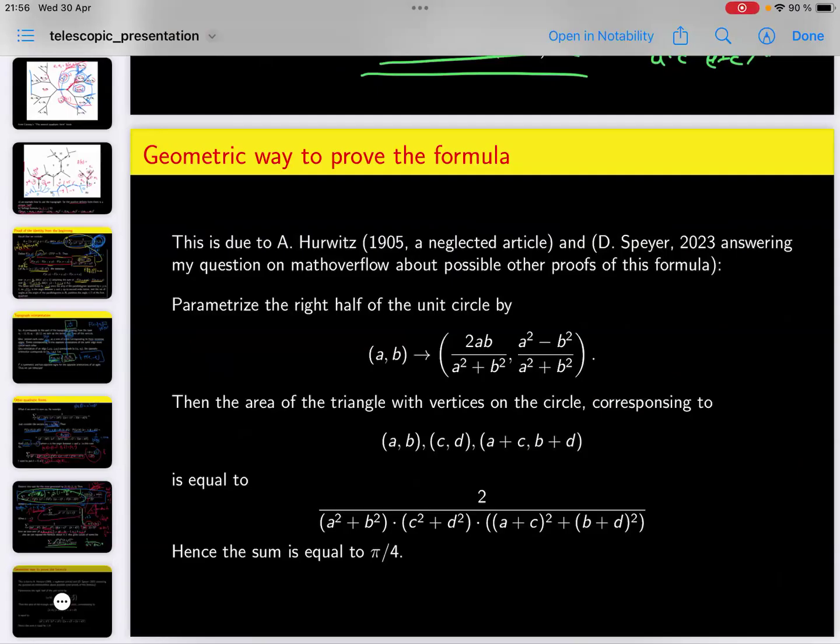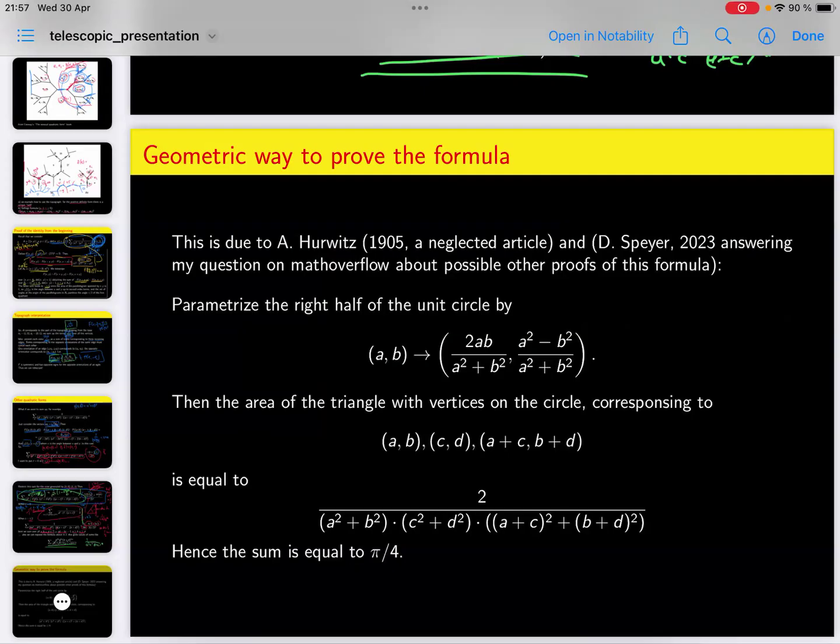And then when I discovered this formula, I asked the question on MathOverflow, and David Speyer also answered this question, in the same way as Hurwitz did, actually. And the Hurwitz proof was the following. So that's an article of Hurwitz about the class number for quadratic forms. And somewhere in the middle, he computes this kind of sums in the following way.